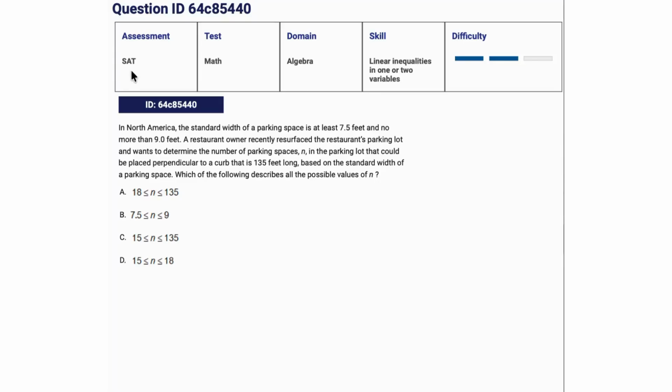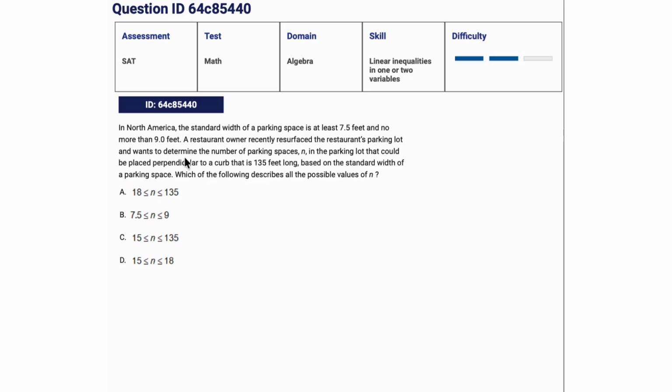We're solving SAT maths questions in the domain algebra. The difficulty level is medium. If you would like to know how I've selected these questions, you can go back to the first video in this playlist to see how. Let's start reading the question now.